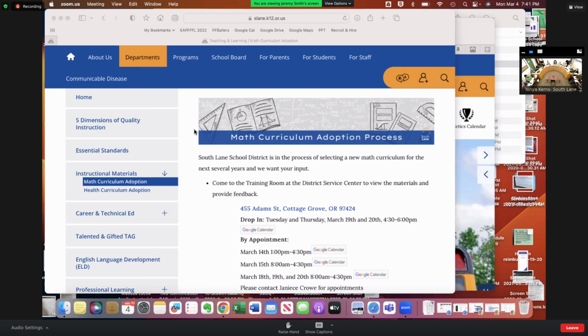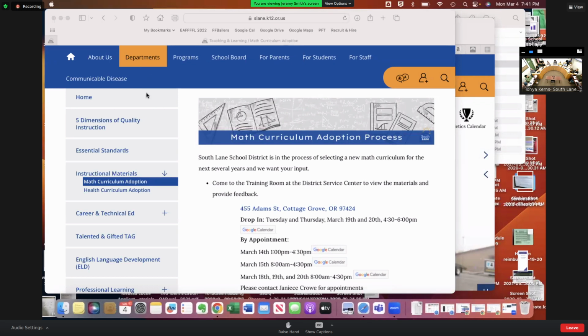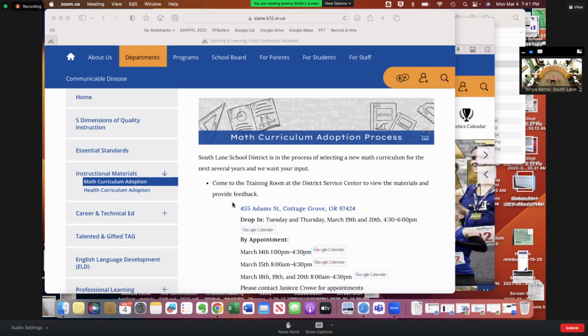The portion that I want to make sure you're aware of tonight is this part where we get community and parent input and feedback. So this is from our website. It's the Teaching and Learning Department. If you go here and click on Teaching and Learning, you'll get to this page. And under instructional materials has the math curriculum adoption page. So essentially, this is an opportunity for people to go in and look at the options that we have on the table and give us feedback about what they think, both open-ended and rating scales.